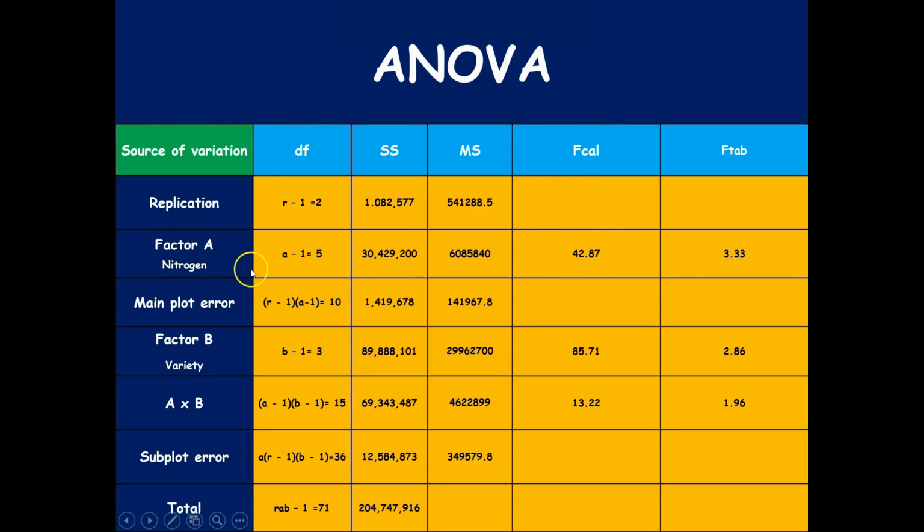That means the 6 different levels of nitrogen are significantly different, or we can say at least one pair is significantly different from the rest of the pairs. And the same is the case with this and this. So in all these 3 cases we can say there is a significant difference across the levels of nitrogen. There is a significant difference across the 4 varieties with respect to the grain yield, and the response of nitrogen and the varieties have an interaction.